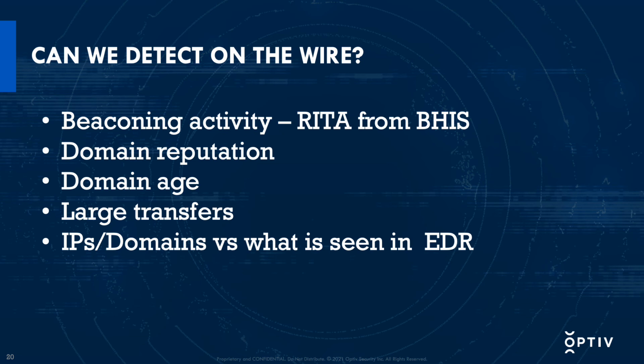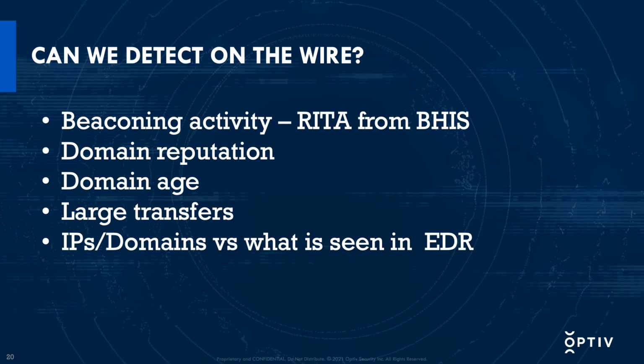We can look at the reputation of a domain or its age within various sources based on what we're seeing on the wire or our DNS logs, and just compare that to see if it looks suspicious and maybe something we need to run back to and see what host that's occurring from, and then potentially dig further into EDR or wherever else.